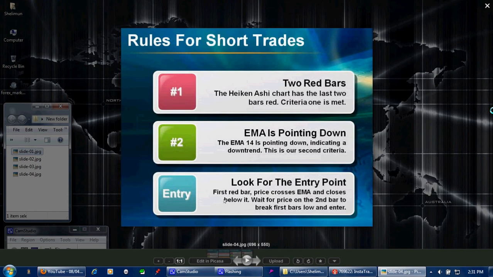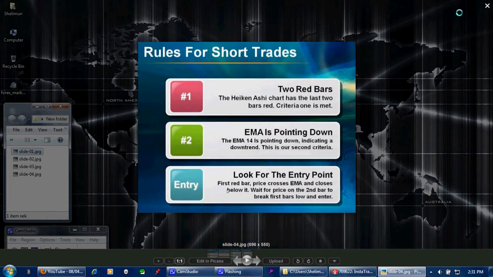Now on the short trades, the sell trade, it's kind of similar but in the opposite direction. The Heiken Ashi chart has the last two bars in red. The EMA 14 is pointing downwards, indicating a downtrend, and the first red bar price crosses EMA and closes below it. And then we wait for the price on the second bar to break that first bar low, and we enter right after that. And I'm going to show you some examples right now.